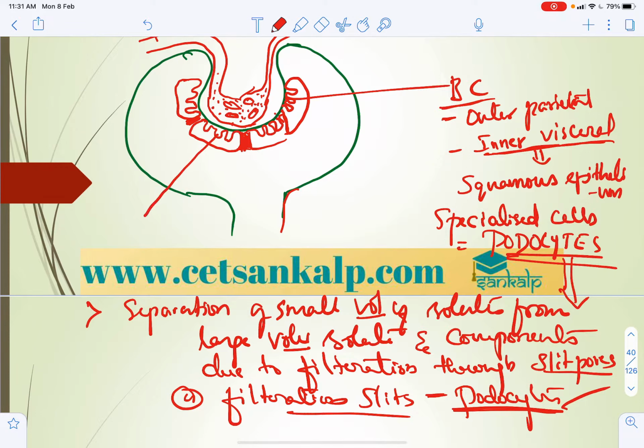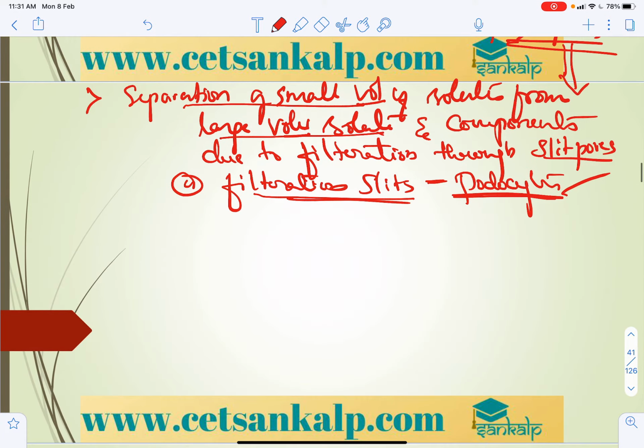This is where the slit pores are present, through which the blood gets filtered into the Bowman's capsule. This is the lumen of the Bowman's capsule. Through those minute pores, the blood gets filtered. Hence it is called ultrafiltration: one is separation of a small volume from a large volume, and the other is filtration through minute pores.